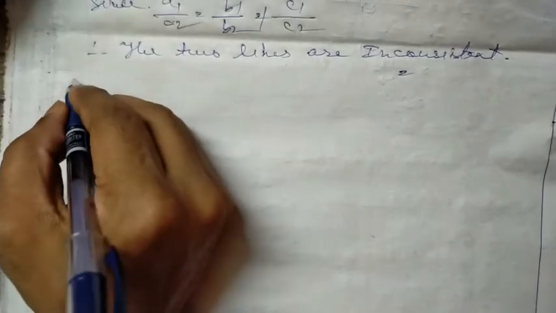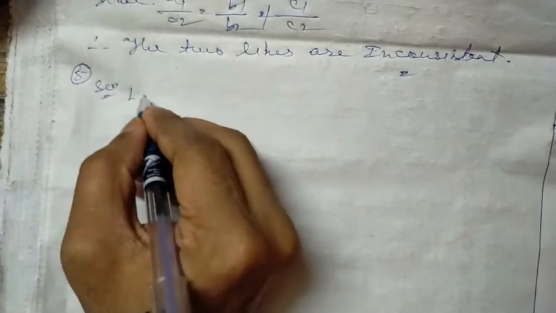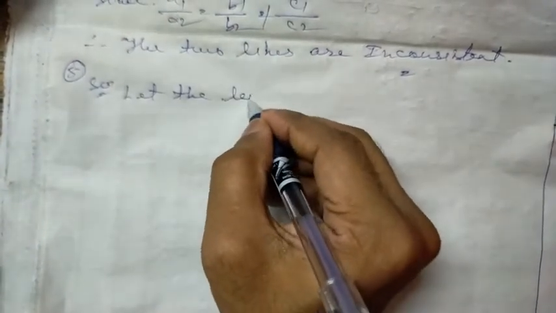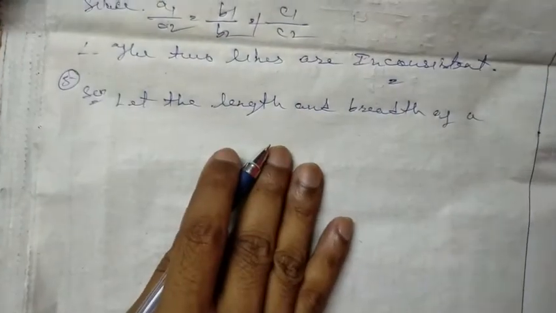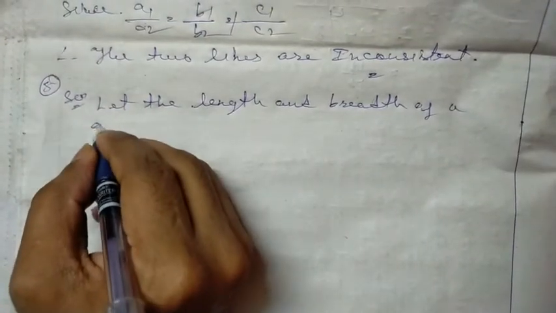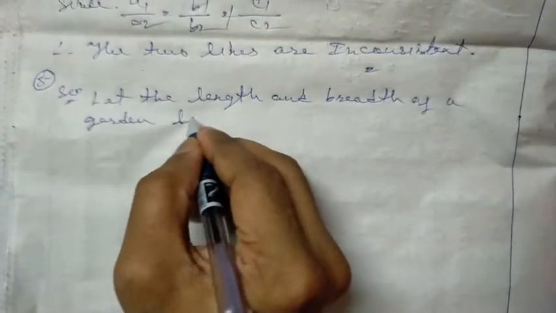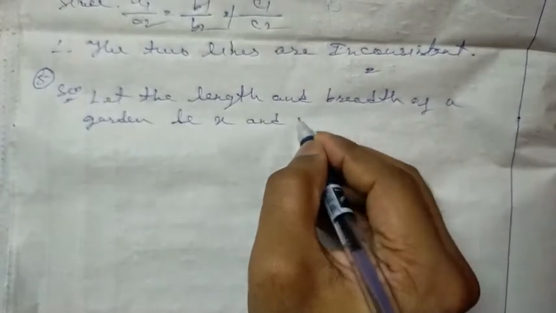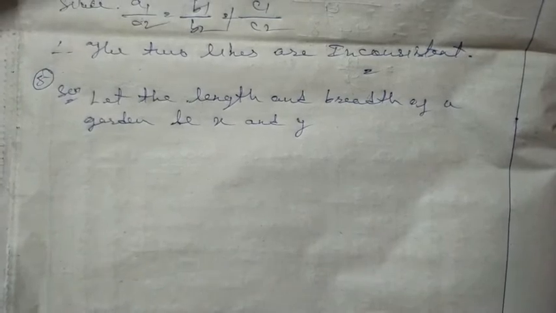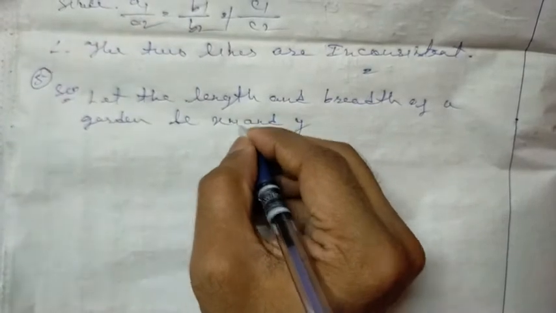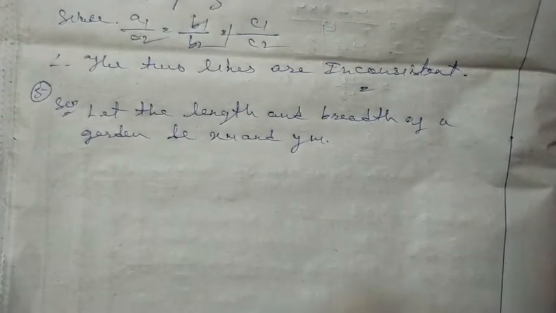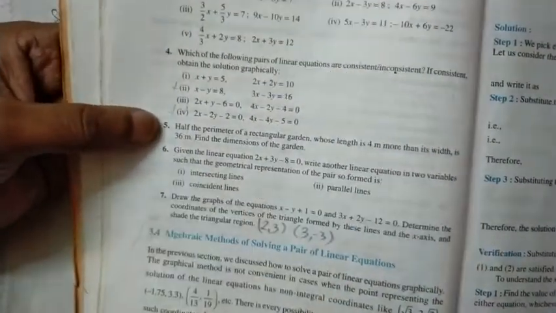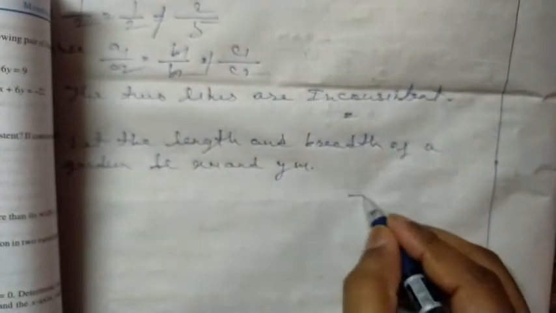So first of all, let the length and breadth of the garden be x meter and y meter. In the question, half means 1 by 2.